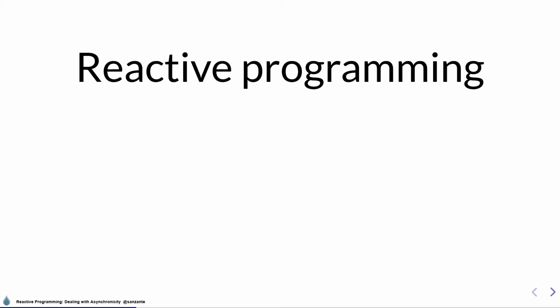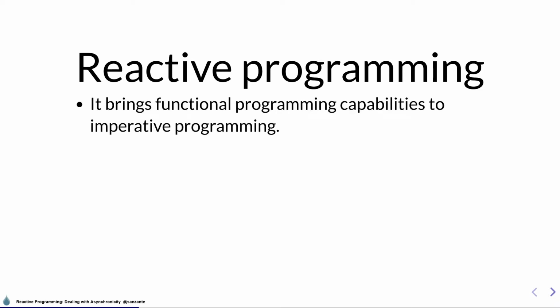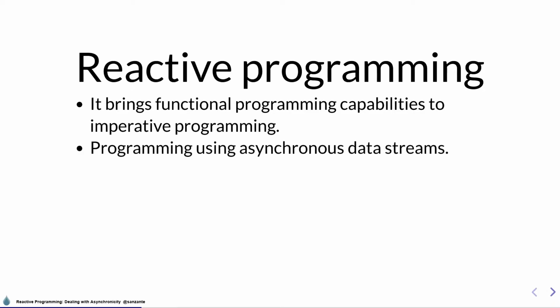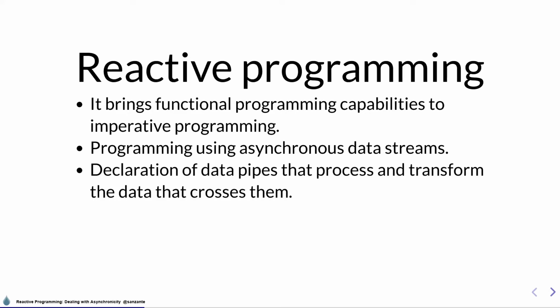So we go to the next solution, which is reactive programming. We can say that it brings functional programming capabilities to imperative programming. It's programming using asynchronous data streams and by declaring data pipes that process and transform the data that crosses them.